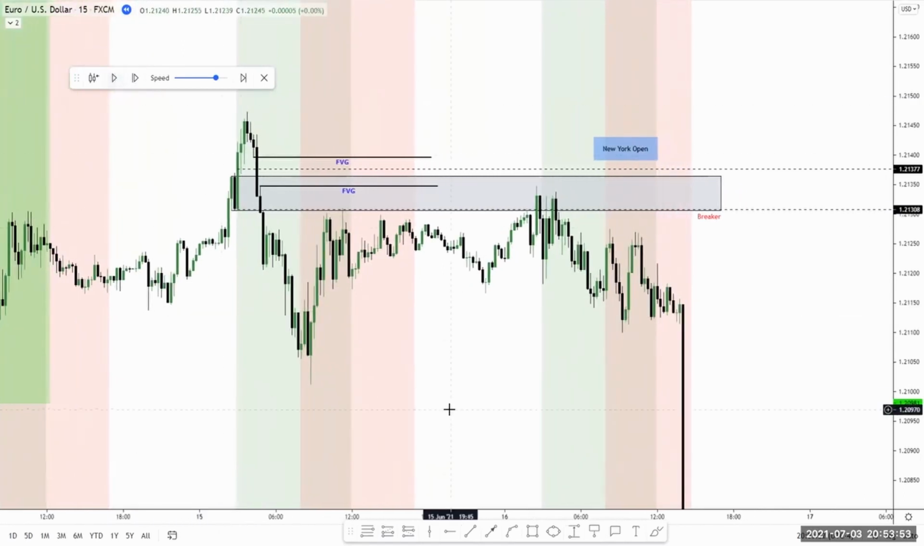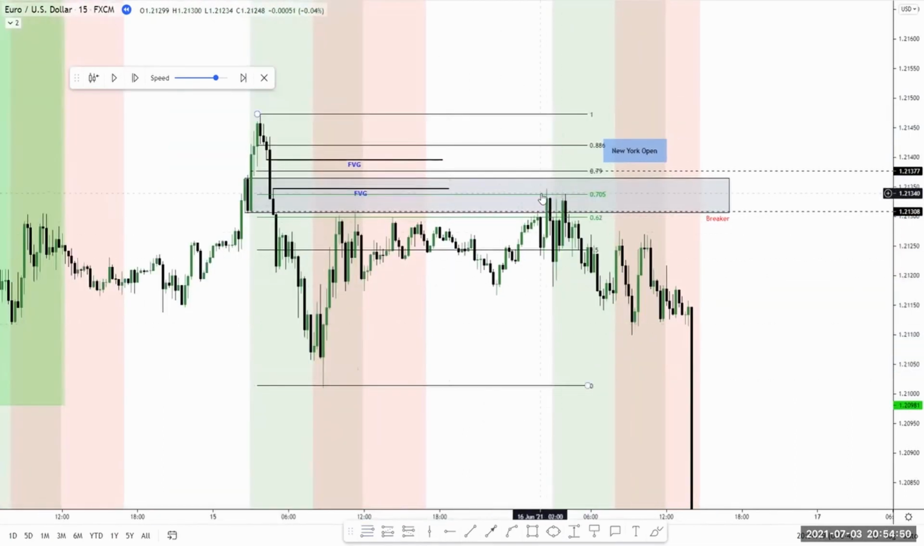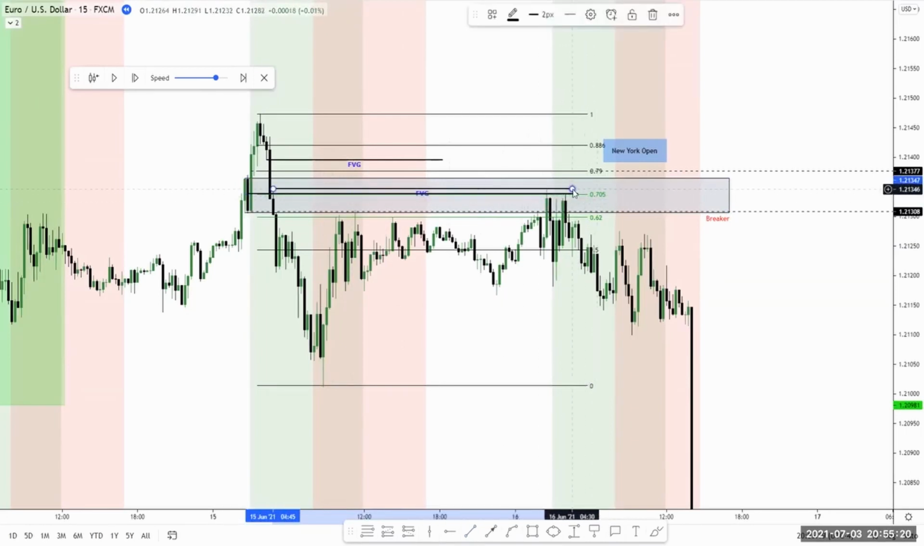Speed this up a little bit. There it goes. So, like I said, you had the breaker coupled with the fair value gap, coupled with the higher time frame order block. What did price do? What did price do? It hit our kill zone, my sweet spot, 0.705. Okay. Price comes straight up into that. Price hits the 50% of the breaker, which lines up perfectly with our kill zone. It hit the bottom of the fair value gap.